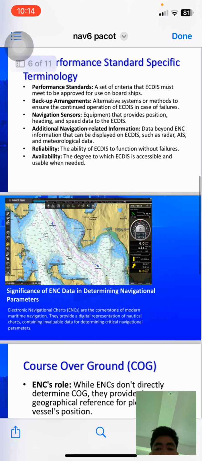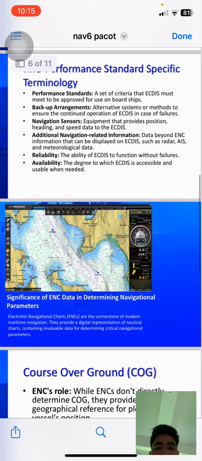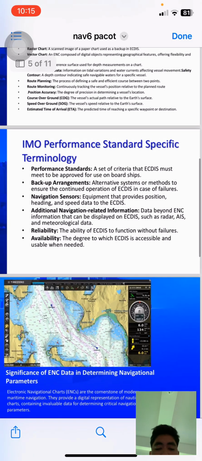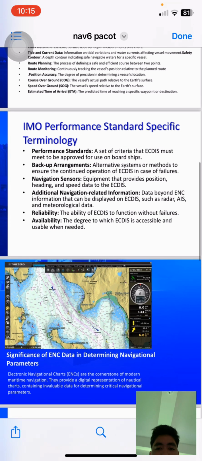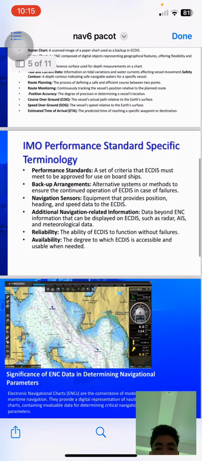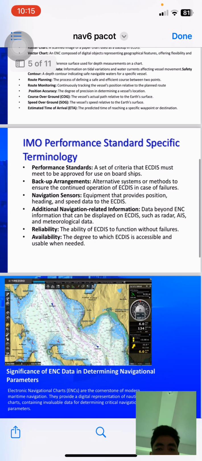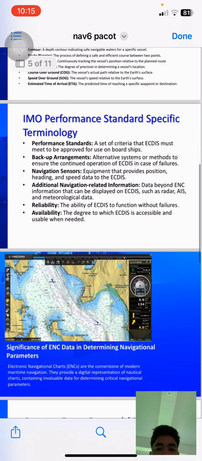Next, we have reliability and availability. As we said, for having the standards of IMO, this instrument will apply to a specific navigation. As per IMO performance standards, ECDIS must have reliability and availability.